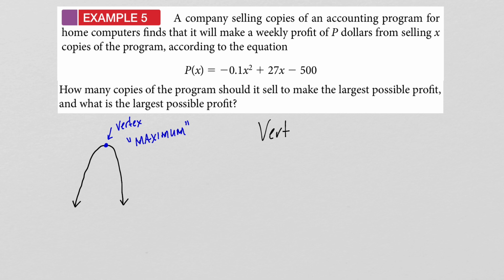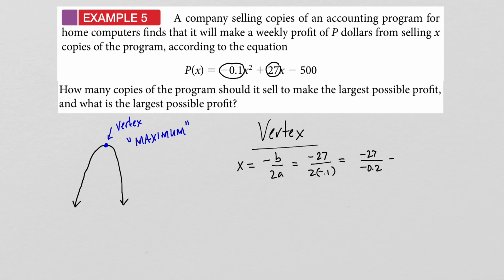So to get the vertex, you know the formula, right? x is going to be equal to negative b divided by 2a. That's going to be negative 27, right? That's b. Divided by 2 times a. a is negative 0.1. And so this is negative 27 divided by negative 0.2. And if you do the math on that, you should get 135. Okay?